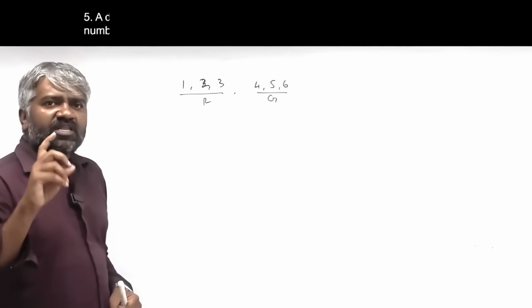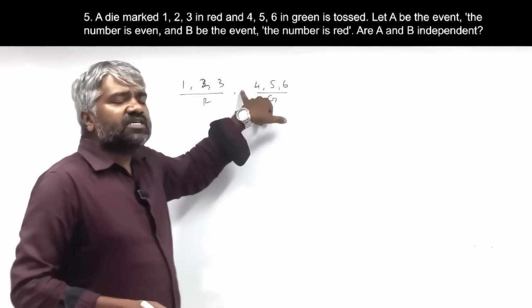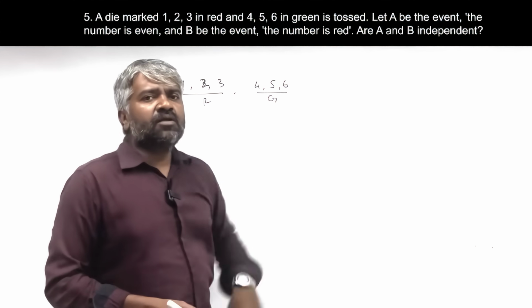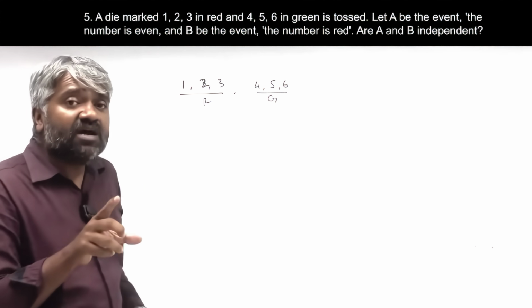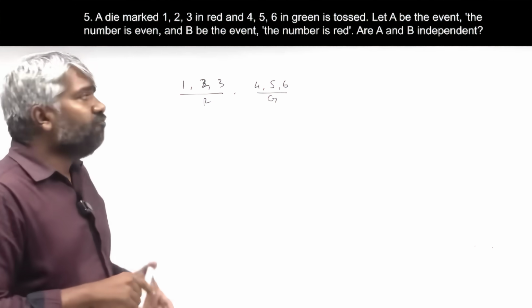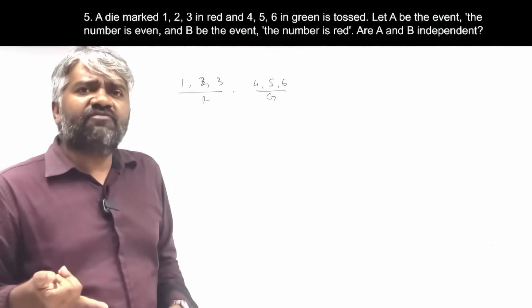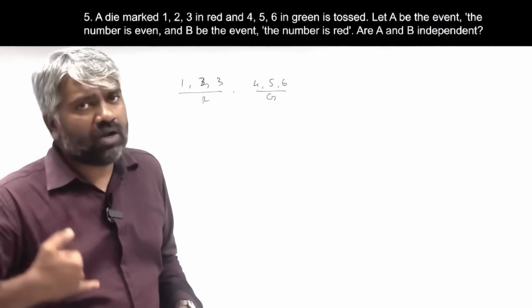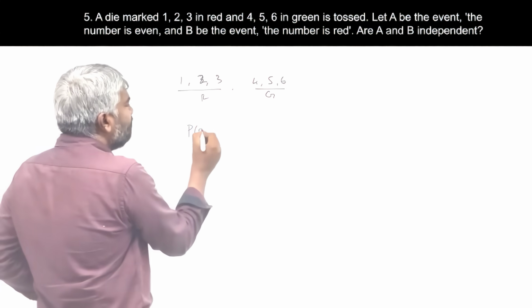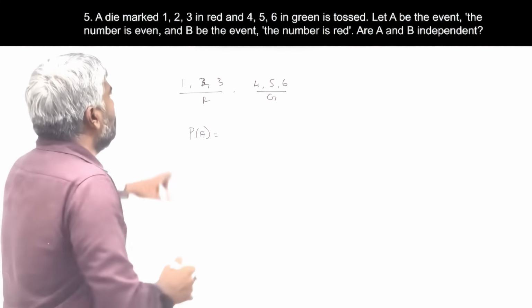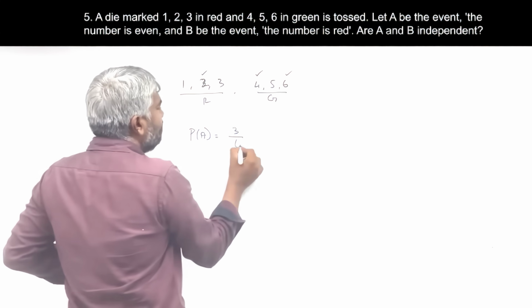There is a die. On that die, the numbers 1, 2, 3 are written in red color, whereas 4, 5, 6 are marked in green color. Now two events have been given to us. Event A is getting an even number when the die is rolled. B is getting a green color when the die is rolled. Now we have to check whether A and B are independent of each other or not. This is your sample space. What is P of A? It should be an even number. What are the even numbers? 2, 4, 6, which is 3 by 6.